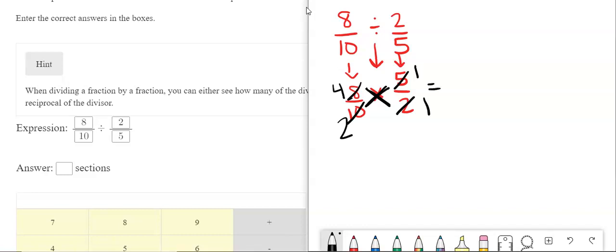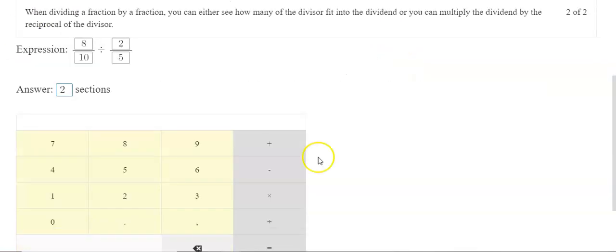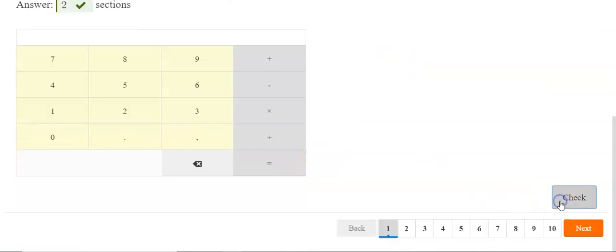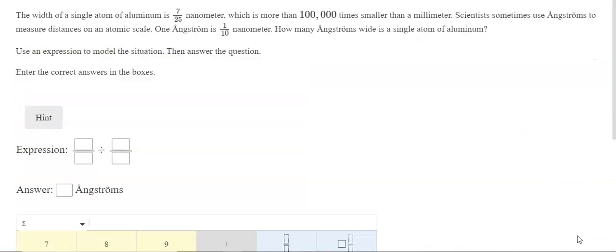So 4 times 1 is 4, 2 times 1 is 2. 2 goes into 4 2 times evenly. So we're going to get 2 sections there. Let's check it out. There we are, we're right. Let's move on to number 2.